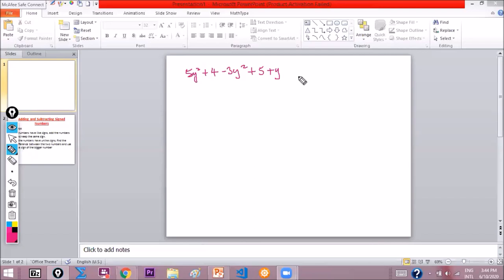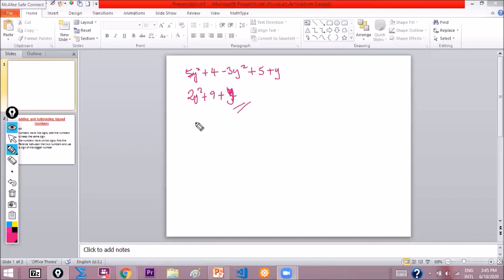Will this be the answer? 2y square plus 9 plus y. Great, you got this. So you took like terms. You did 5y square minus 3y square, which gives us 2y square. And you did plus 4 plus 5, which gives us plus 9. Then you left the y alone, since it doesn't have any similar partner. Great.